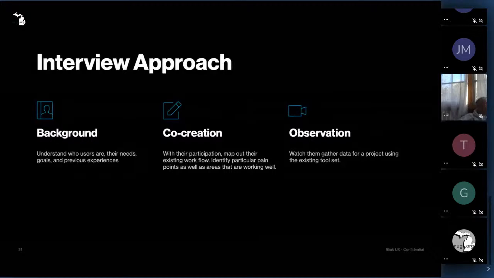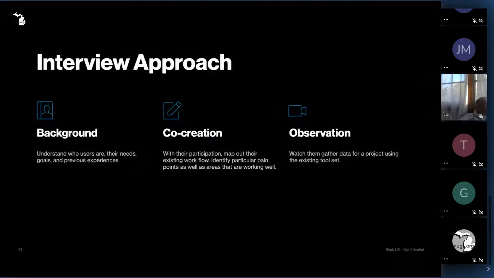The first thing we do when we engage with people is begin a background interview where we talk with them about, who are you? Tell me about your job and what you do. What are you trying to accomplish here? What is your experience? We have a range of people from graduate or postdoc students all the way through to fully tenured faculty members or research scientists in institutes that are using this data.